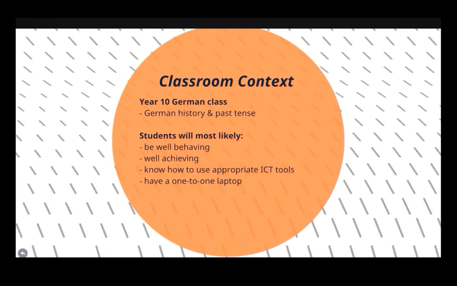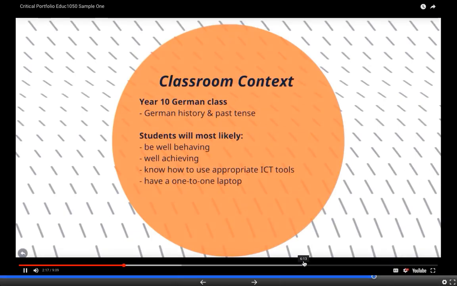In this Prezi, I will be discussing how I am going to act on these insights while linking to the Level 6 Investigating with ICT Australian Curriculum Capabilities in my Year 10 German class studying German history and how to apply past tense. As this is a senior languages class, the behaviour will most likely be sound with mostly well-achieving students. Having come from grade 8 and 9, students will most likely know how to use the appropriate ICT tools. However, by being approachable and actively asking students how they're finding the task, I would be able to identify students who are unsure and help them appropriately.